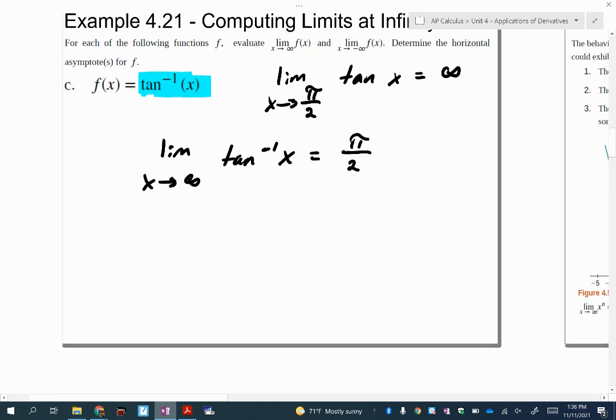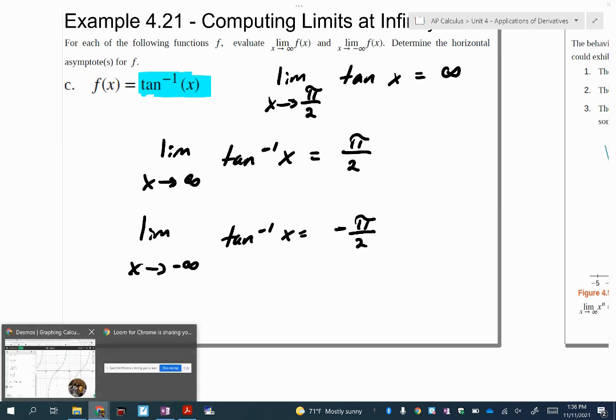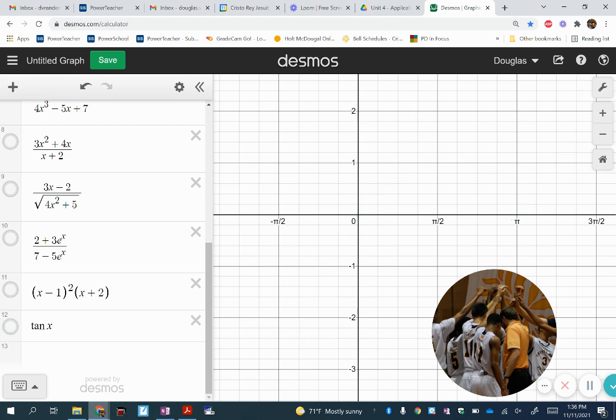All right, so that same idea: if I do x approaches negative infinity of the inverse tan function, you're going to see that it approaches negative pi over 2. So let me show you in Desmos what I mean by that.